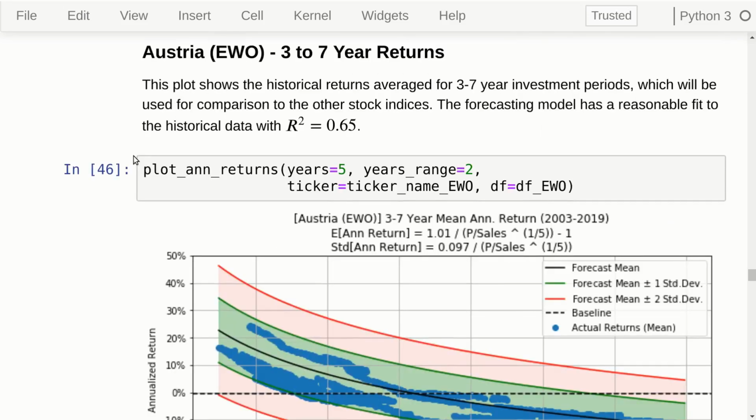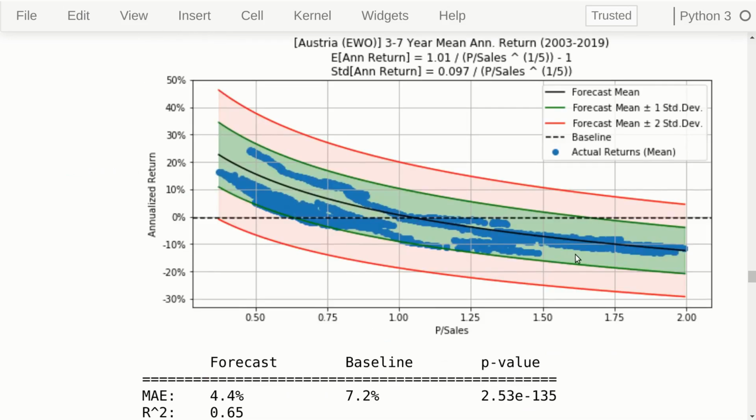Once again, we can consider the average of all 3 to 7 year periods, and we get this plot here. It's not a super tight fit. For example, here it looks like there's actually 2 trend lines, and here. And that means that the R-squared value is 0.65, which is still pretty good, but it's not super tight.